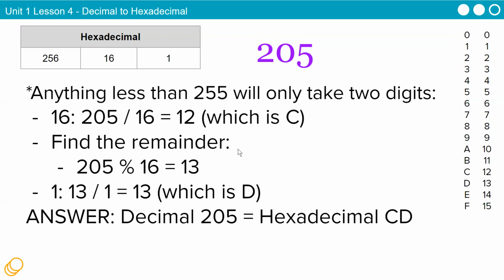Okay? So C goes first because that's where I divided by 16. So that's my 16's place. And then my remainder here. If I had a number that was above the 256, then instead of dividing by 16 first, I would divide by 256. I divide by 256 and figure out my mod. I divide by 16 and figure out my mod. And then it gives me my ones place. Okay?